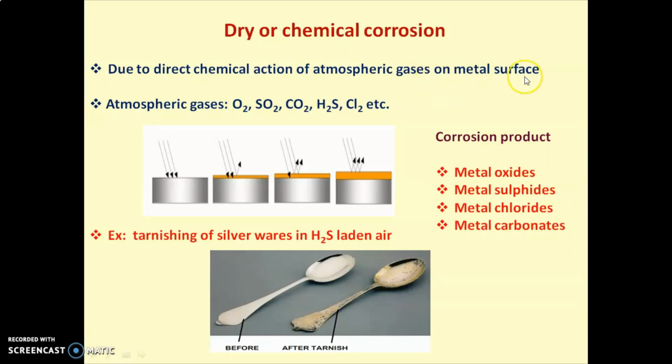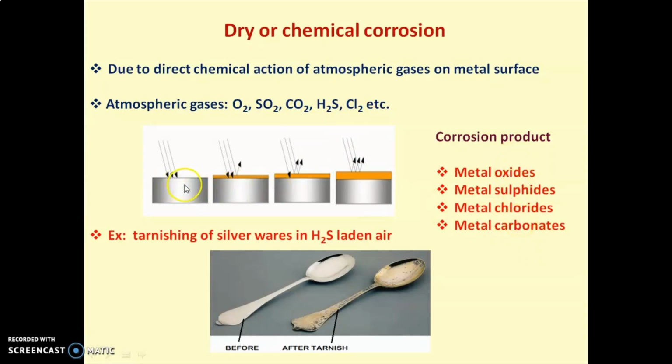What is the meaning? When a metal directly reacts with the atmospheric gases in its surroundings, the corrosion is called dry corrosion. What are the gases? These are oxygen, sulfur dioxide, carbon dioxide, hydrogen sulfide, chlorine, etc. Now, based on the nature of the gas, the corrosion product will be different. If oxygen, it is an oxide. If SO2 or H2S, it is a sulfide. If chlorine gas, it is a chloride. If carbon dioxide, it is a carbonate. So these are the different corrosion products over the surface of the metal.